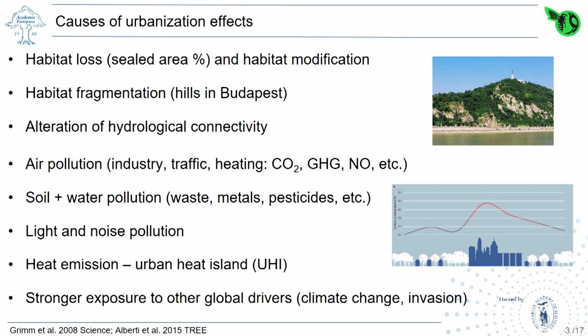We seal the former natural, semi-natural areas, which leads to habitat fragmentation. If you think, for example, of the hills in Budapest on the other side of the Danube, you can see that on this example of the Gellért Hill. It leads to a changed hydrological connectivity and many different kinds of pollution: air, soil, water, light, noise, etc. Heat island was also mentioned by Veronika. And this means altogether a stronger exposure to the other global drivers, think of climate change or invasion.